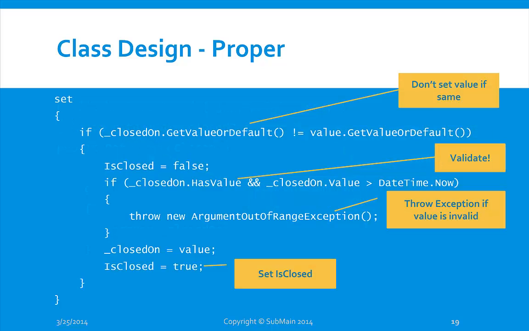In the property, you should only be setting the value if it's not already the same. You should always be validating the values coming into any method or property in your type. This is part of encapsulation. You should throw appropriate exceptions if the value is not correct. And then finally, in this example, if everything happened the way we wanted it, then we're setting closed. It's not the responsibility of some code somewhere else in some application to set closed. It's actually the responsibility of the type.